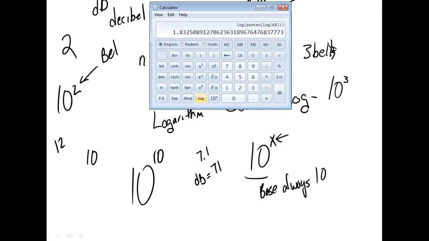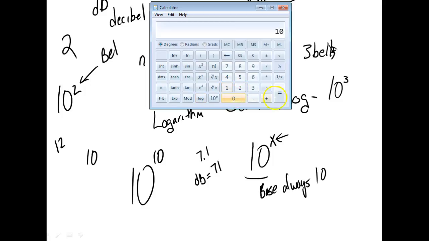Or I could say 18.32 dB. Now, normally you see dB rounded to 1 decimal point or 2. I've never seen it rounded to more than 2. So let's say we round this to 2. So I'm going to put 18.32 when it's in dB.